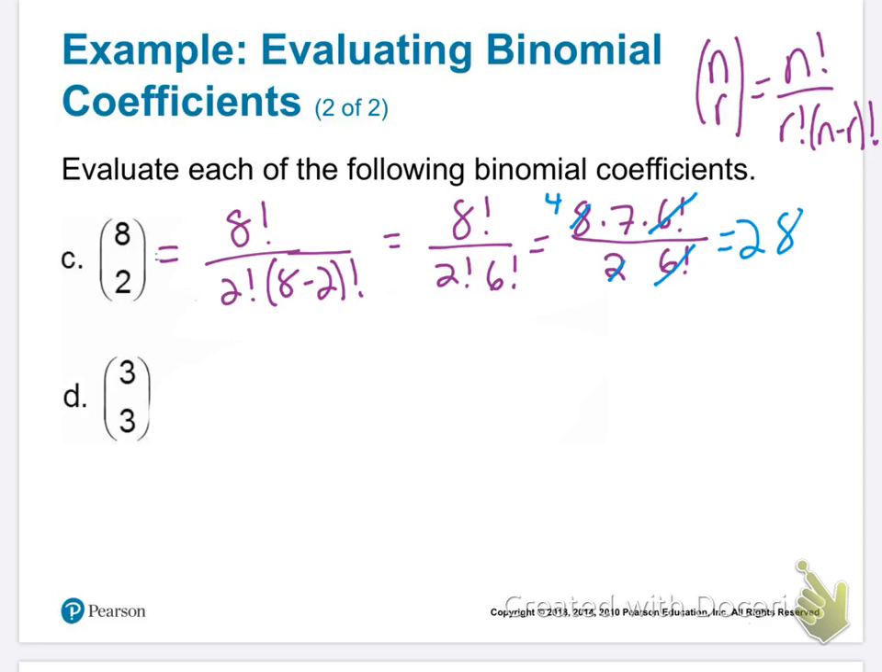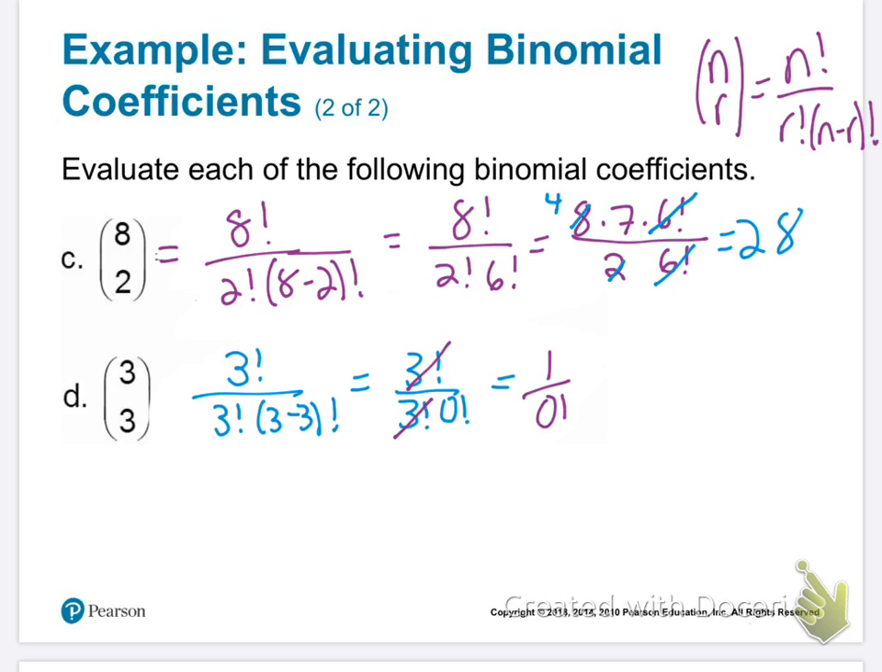Okay, our next one up, we have 3 above 3, so we have 3 factorial over 3 factorial times 3 minus 3 factorial, which is 3 factorial over 3 factorial times 0 factorial. Once again, 3 factorial over 3 factorial is equivalent to 1. So you have 1 over 0 factorial. We know this is equivalent to 1, so my answer here is 1.